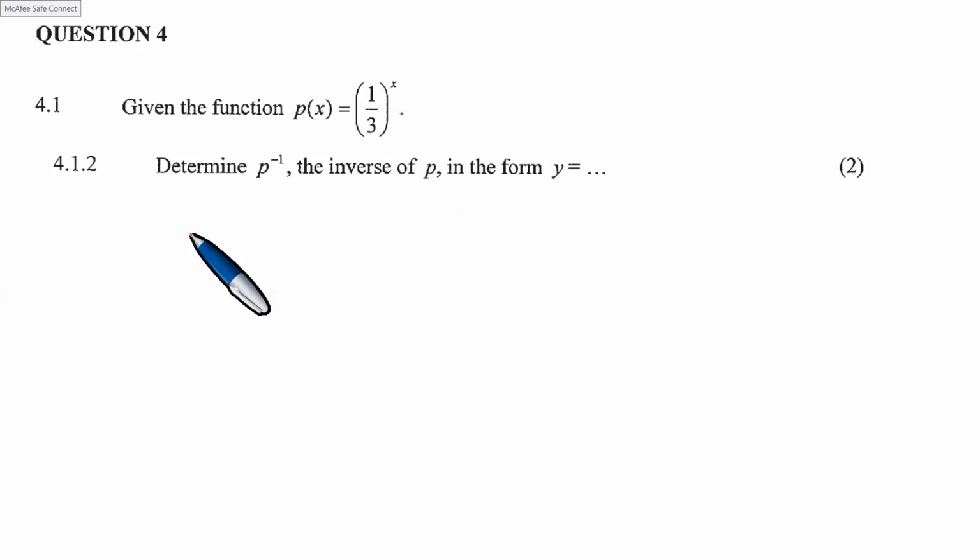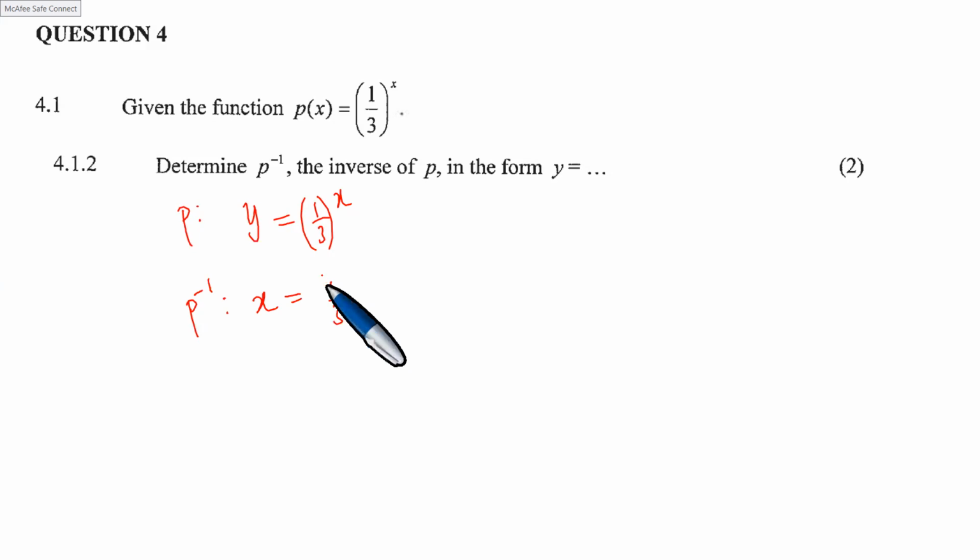So this is easy. What do we do? To do this one, first we write down the formula that is given. P has the equation y equals 1/3 to the power x. Then we write the inverse: in the place of y we put x, and in the place of x we put y. So it becomes like this.